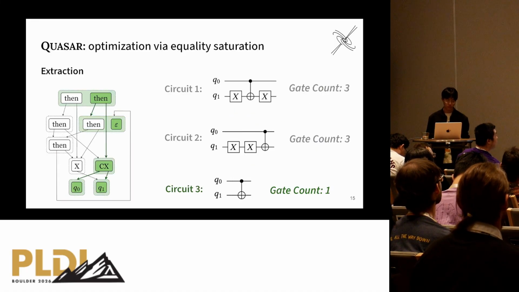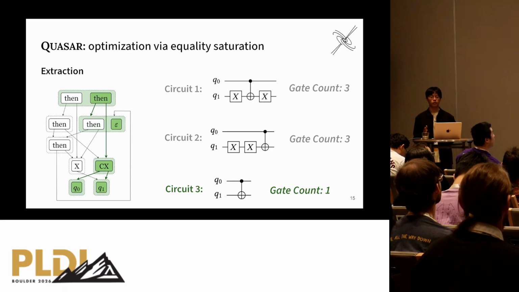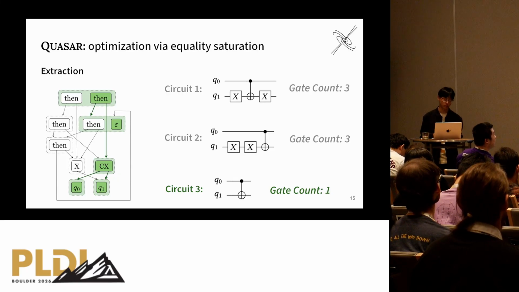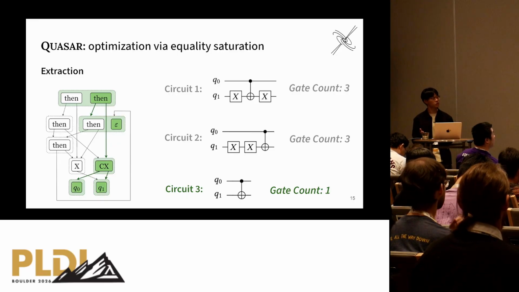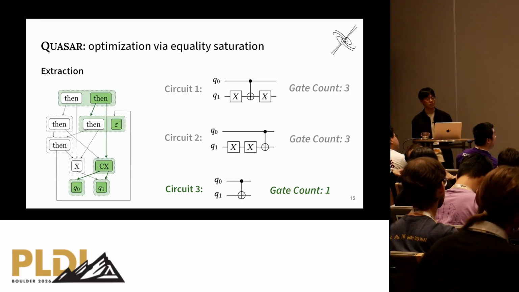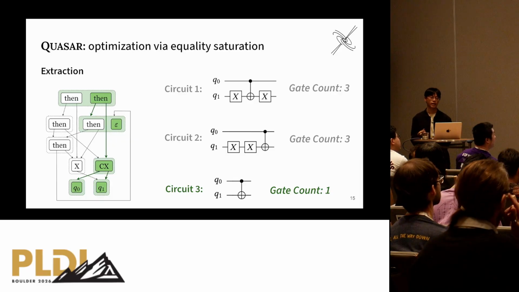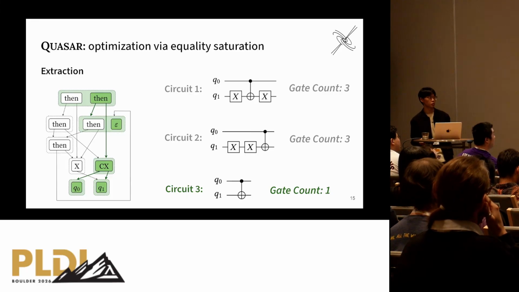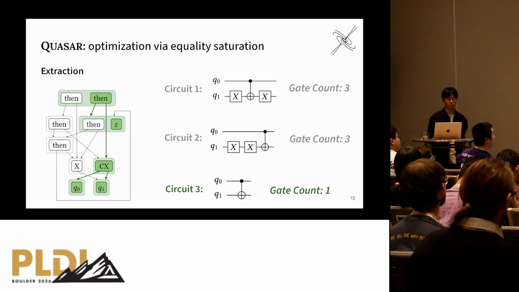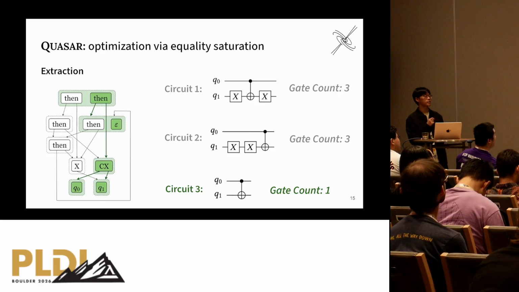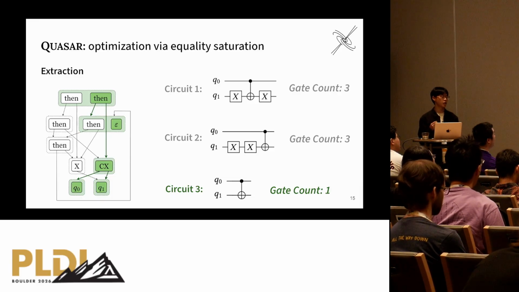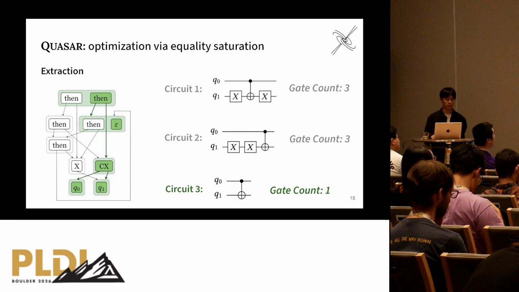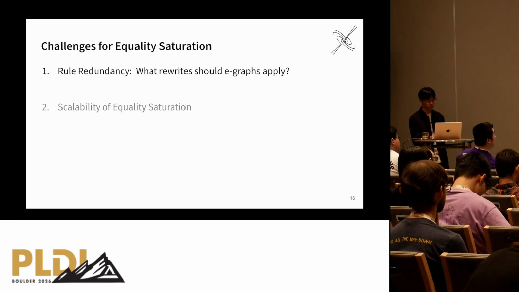Finally, it will do extraction under the user-specified cost model. In this case, the best circuit is obviously circuit 3, because it has the least number of noisy gates. That is, it only includes a CNOT gate. So it drops circuit 1 and circuit 2. Given that extraction result of the E-classes and E-nodes, it will reconstruct the final output circuit.